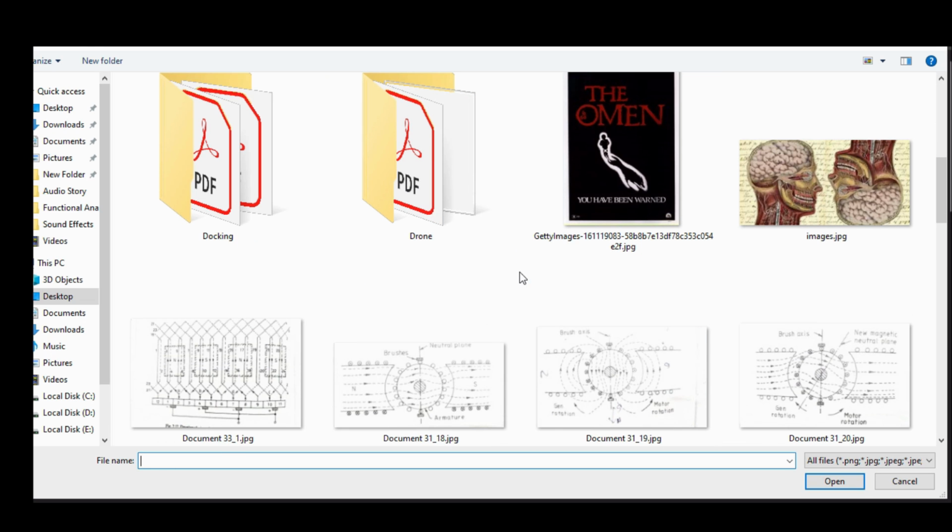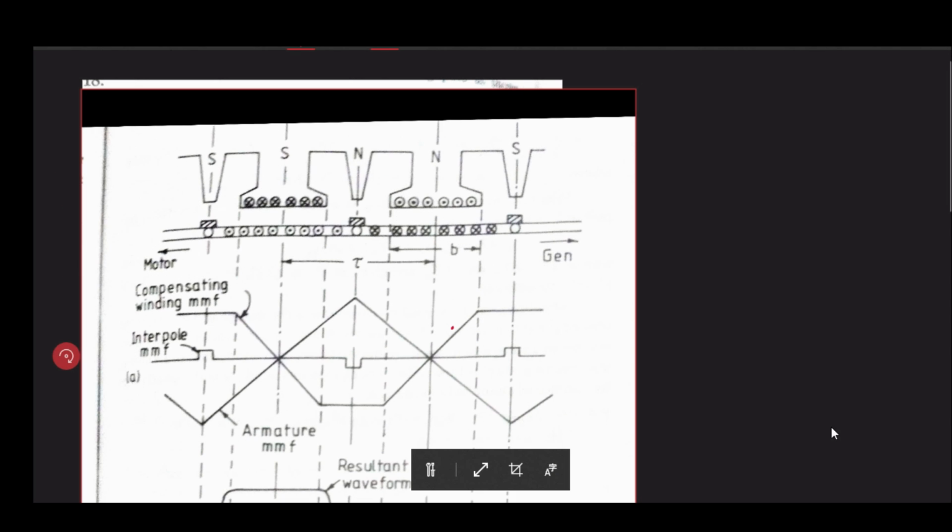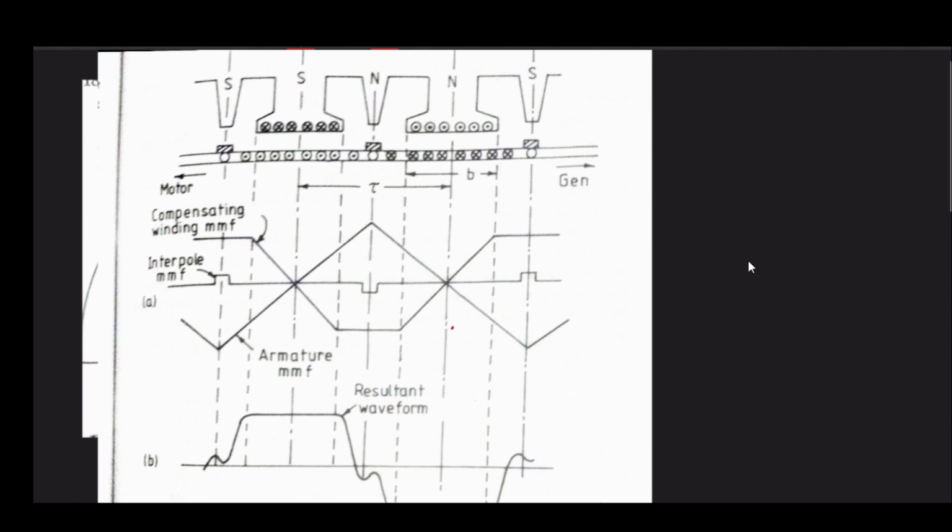We will get something like this type of flux distribution. When there is a compensating winding, compensating MMF, you can see that it is exactly the same and opposite of the armature MMF, and therefore it is just neutralizing, and you are getting the resultant flux waveform in this shape.